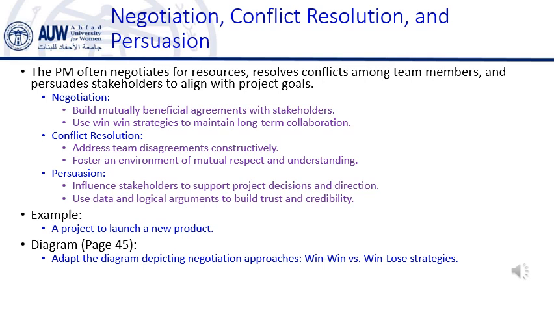1. Negotiation. What is negotiation? Negotiation is the process of discussing and reaching agreements between 2 or more parties. It often involves finding a solution that satisfies everyone involved, even if the initial positions are different. In project management, the PM is constantly negotiating with stakeholders, clients, team members, suppliers, and other parties.